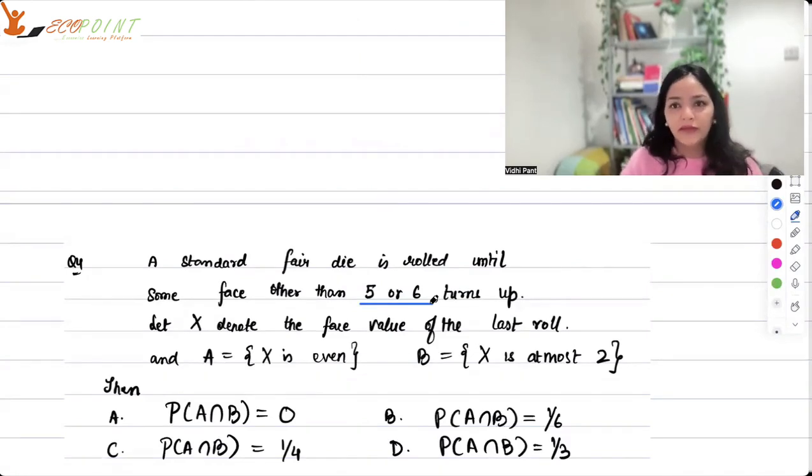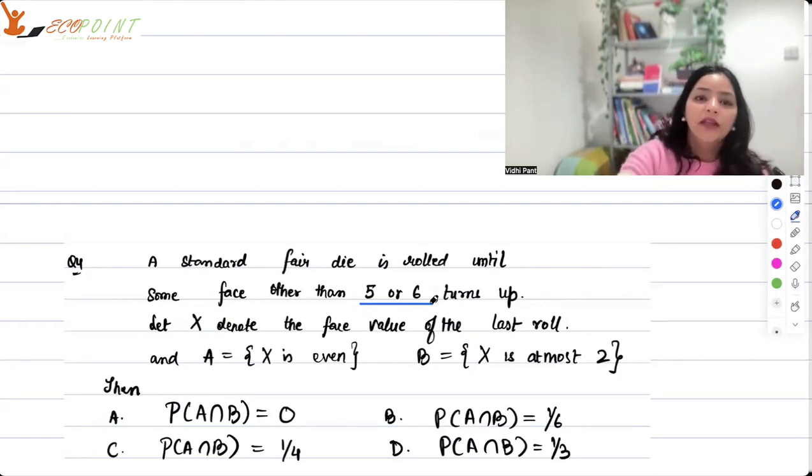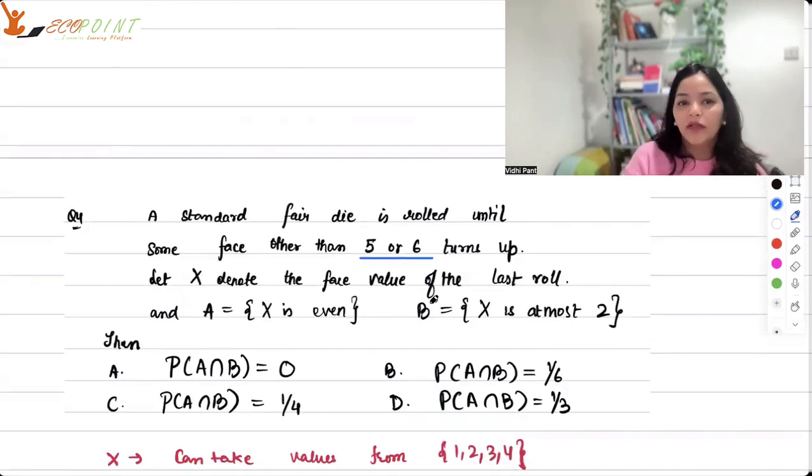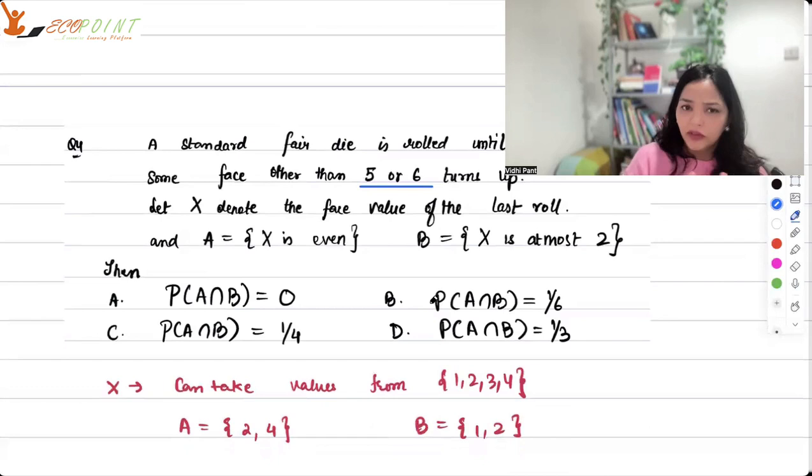So you are rolling, and whatever comes in the last roll is X. A is the set where X is even, and B is the set where X is at most 2. At most 2, that is 1 or 2 can happen. Then you have to tell what is the probability of A intersection B. Well, if you look into this problem in a very simple manner, I would suggest you to do that.